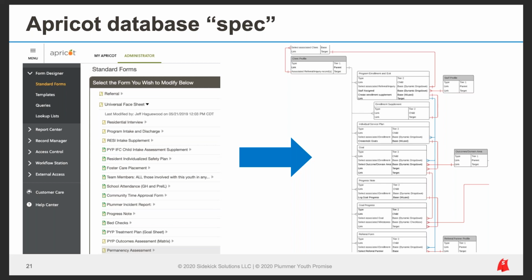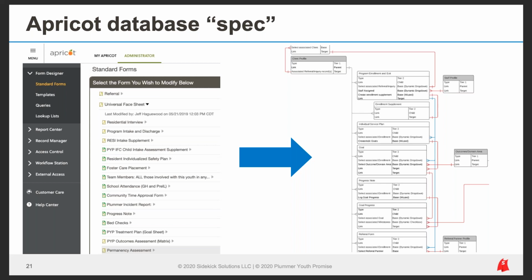So we go through a process called a spec to assess Apricot, and what that does is it lays out all the pieces on the floor. So when you log into Apricot, you can see all your forms, you can see some of the features in your system. The spec process actually maps that out. We develop a mapping tool called an ERD, or an entity relationship diagram, and that's shown here on the right. And that maps out Apricot from end to end.